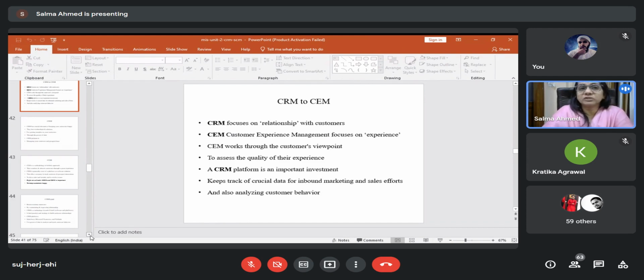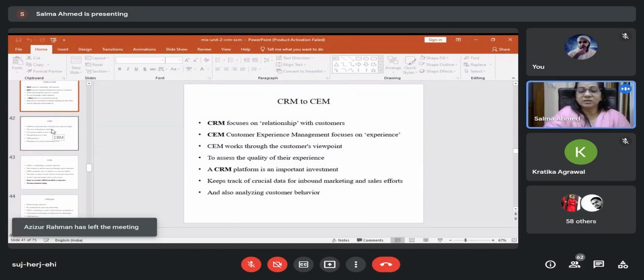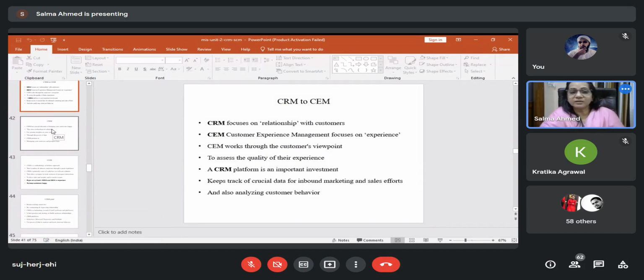So through a feedback form, a questionnaire, we try to elicit the experience the customer has, and we have a number of statements: interaction with the salesman, product display, how the products are displayed, and whether they can move from one aisle to another without any hurdle. So smooth flow of customers is there or not. We try to assess various parameters, and find our strengths and also weaknesses. Weaknesses indicate where we can improve. So CM believes in focusing on the experience. It works through the customer's viewpoint to assess the quality of their experience.